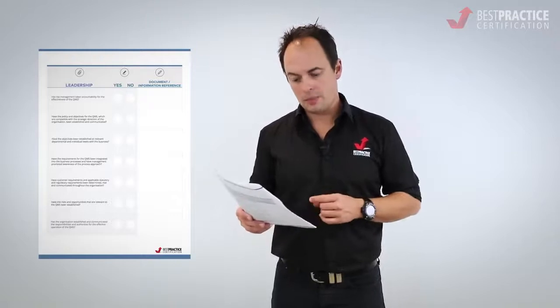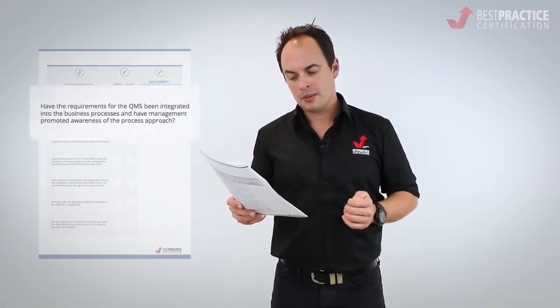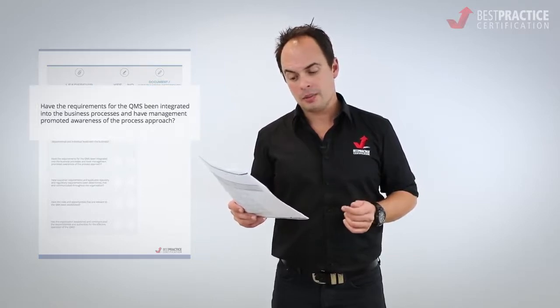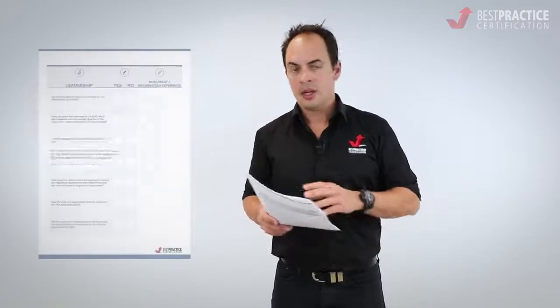So what evidence, the checklist is asking for you, what evidence are you going to show to prove that you do that? Have the requirements for the quality management system been integrated into the business processes, and have management promoted awareness of the process approach? Now, back in the first part of this video, we talked about a risk register. A risk register is really important as it identifies the issues, the things that can go wrong, the things that you want to control.